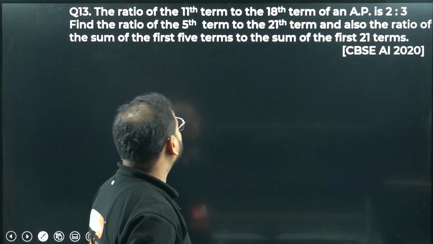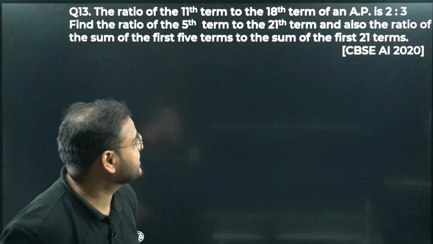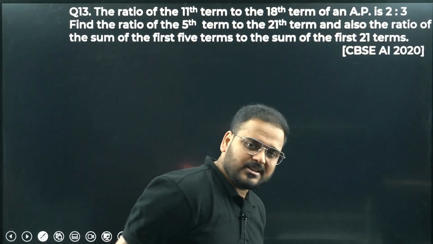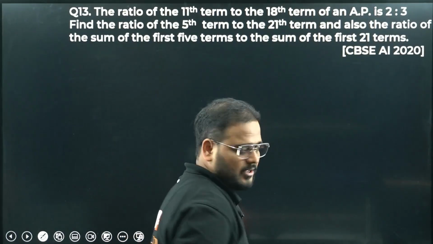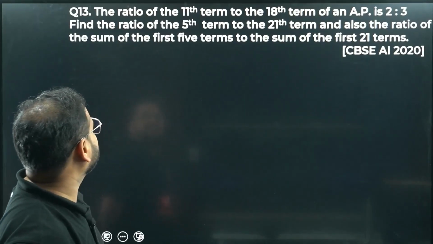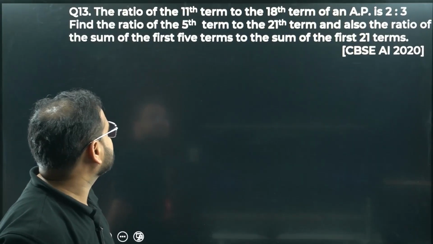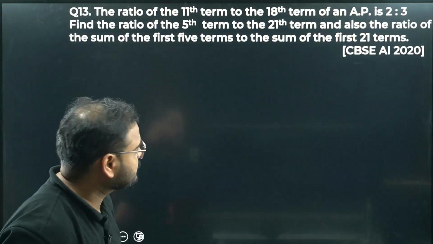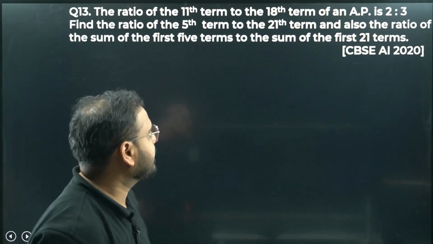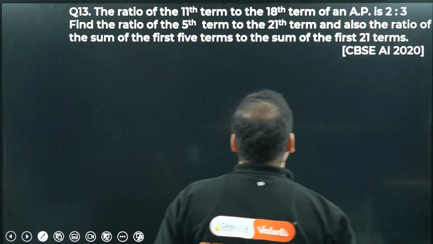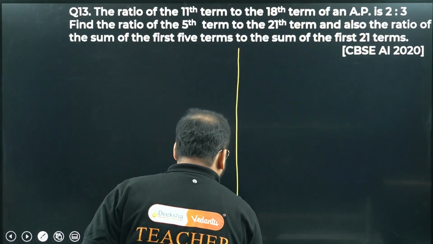The ratio of the 11th term to the 18th term is 2/3. We'll read the question, but we'll start with the first statement only. Find the ratio of the 5th term to the 21st term, and also the ratio of the sum of the first 5 terms and the sum of the first 21 terms. Okay, chaliye. So let's see statement number 1 only. We'll go back to that.